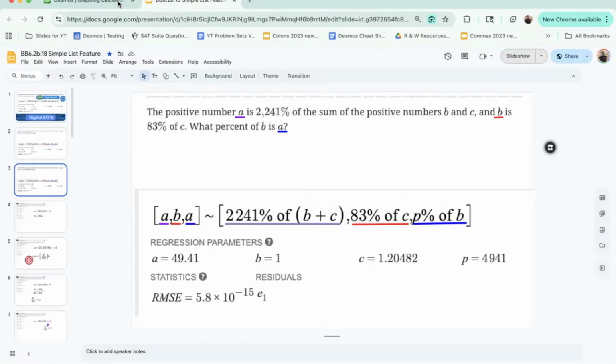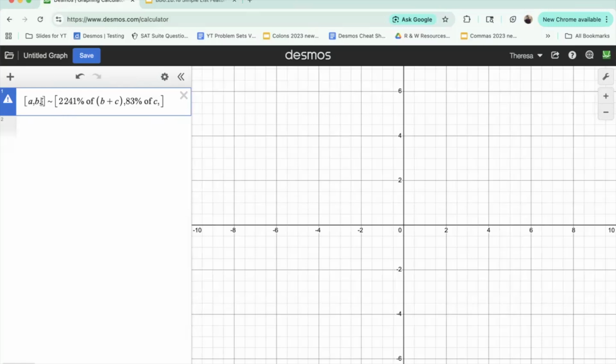And then the last one, typing it into Desmos, is A on the left side and P% of B on the right side.